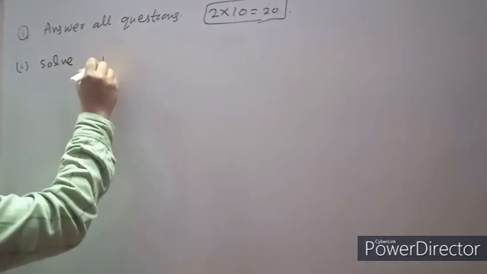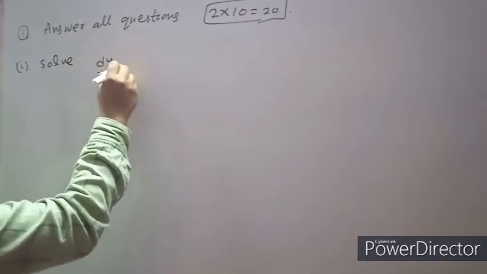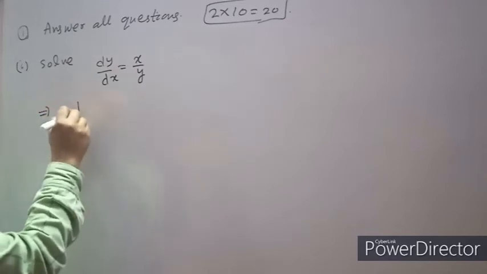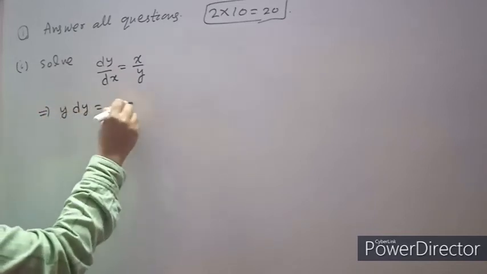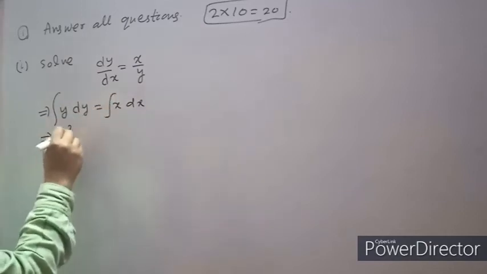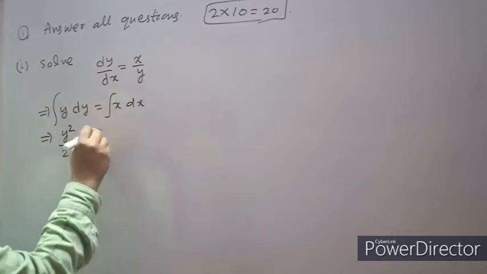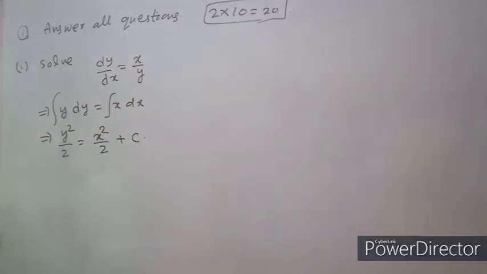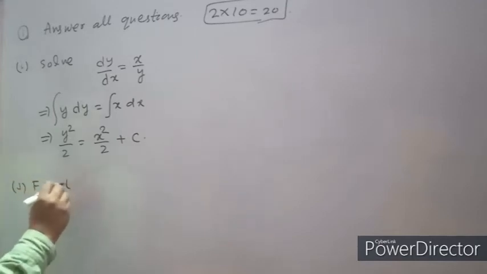dy by dx equal to x by y. So what you will get? y dy equal to x dx. Integrate both sides. So you get y square by 2 equal to x square by 2 plus c. Right.